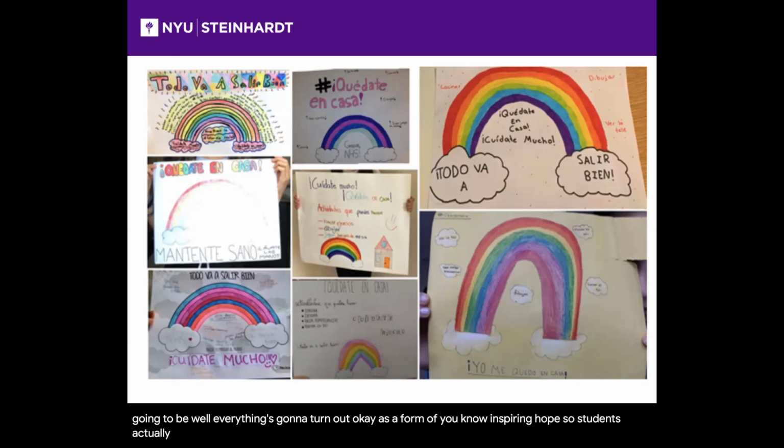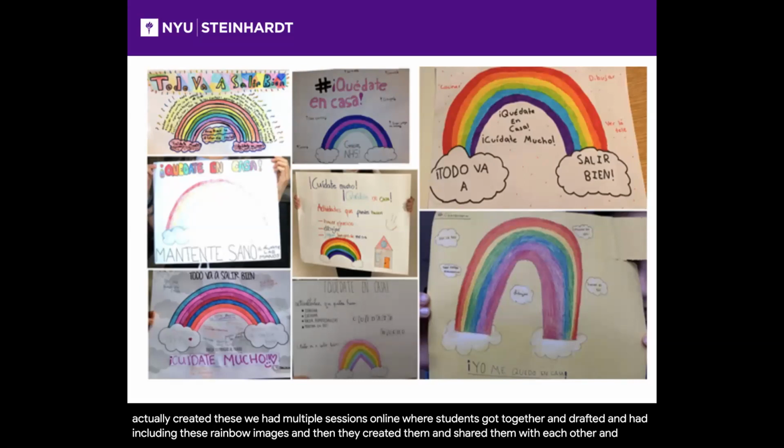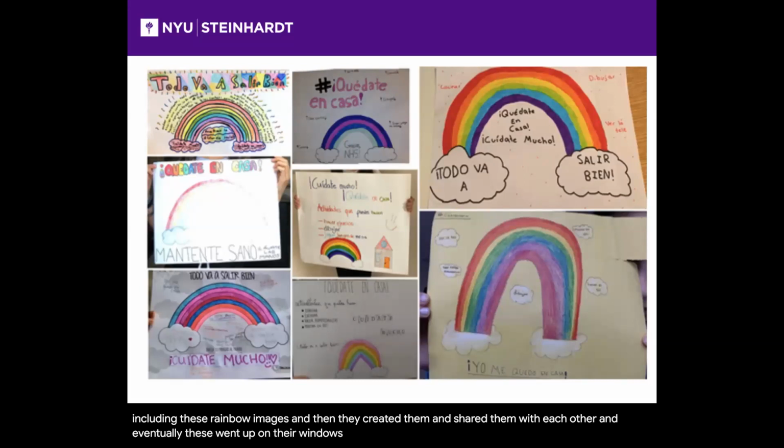So students actually created these. We had multiple sessions online where students got together and drafted and had conversations with each other about what they might want to include in these rainbow images. And then they created them and shared them with each other. And eventually these went up on their windows. So, even though this was something that we did for a unit and an instructional setting, this is something that parents and families could also do with their children at home as a way to help them feel more hopeful during the lockdown experience.